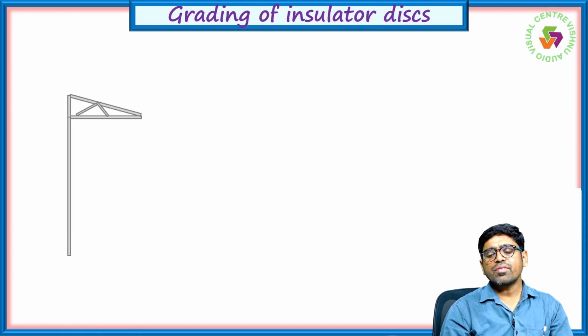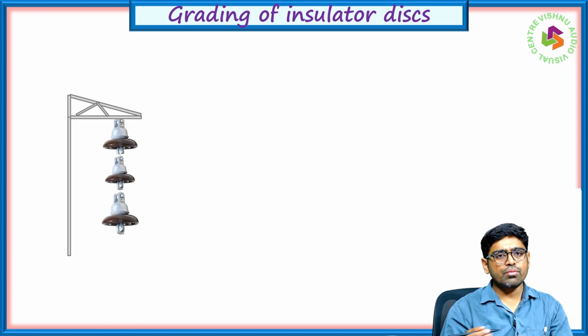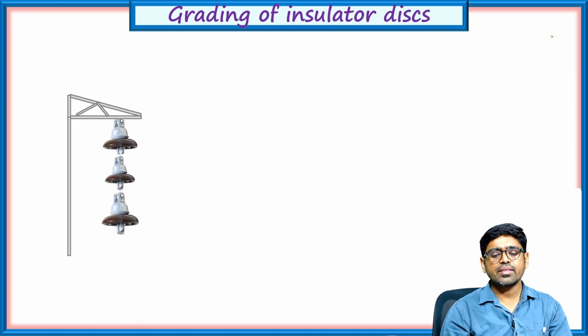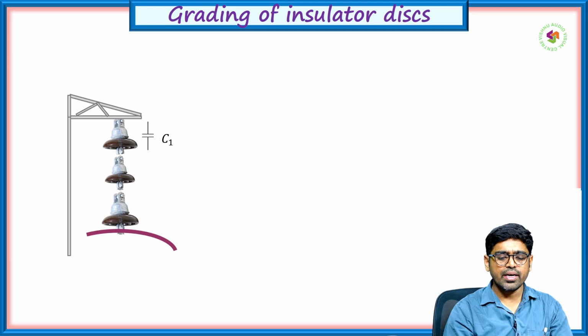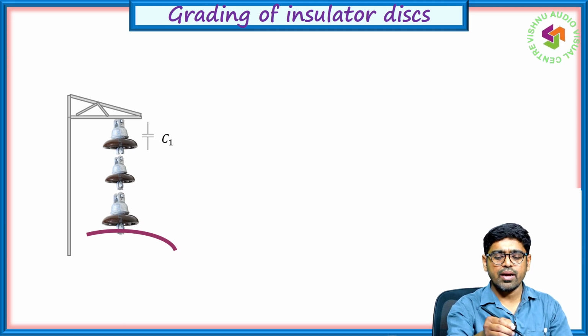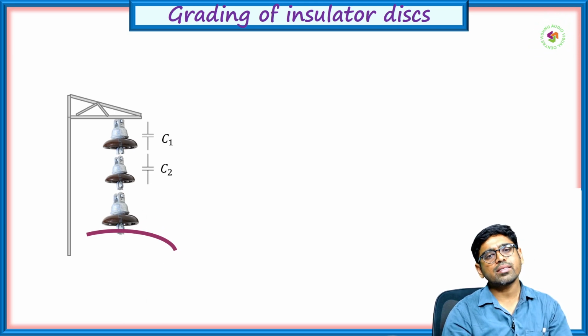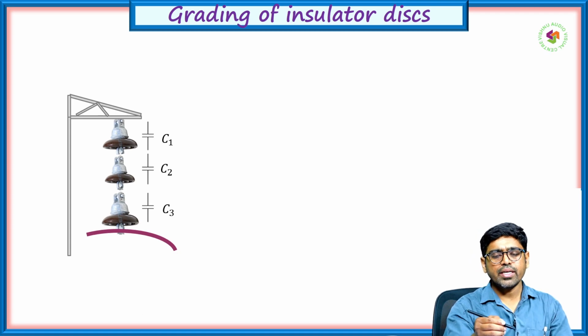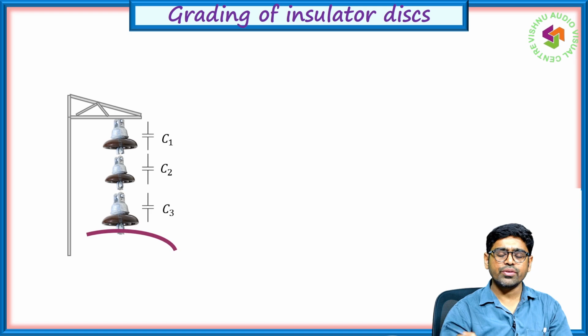Next is grading of the insulator discs. So we need to grade the insulator discs. We have the conductor. The first, top disc has a capacitance C1, the next disc has C2, and the next disc has C3. So it has different capacitances C1, C2, C3.